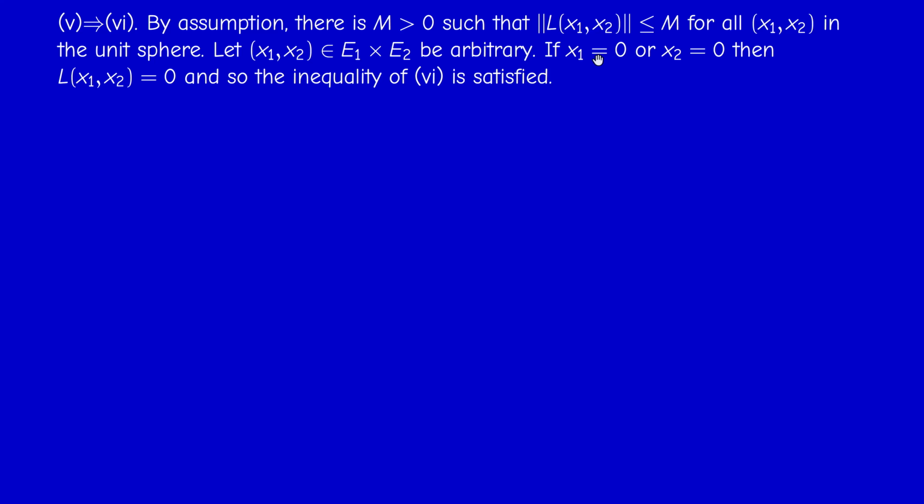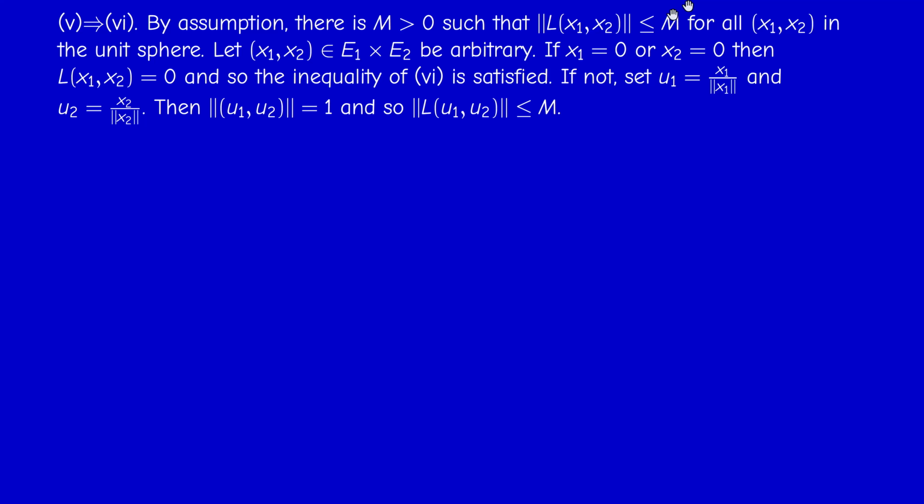So therefore, we assume that none of them is 0, so I can divide by their norms. And I take U1 to be x1 over its norm. So U1 is an element of the unit sphere of E1, and U2 is also an element of the unit sphere of E2. And therefore, according to my condition of boundedness on the unit sphere, the norm of the image under L of (U1, U2) is less than M.